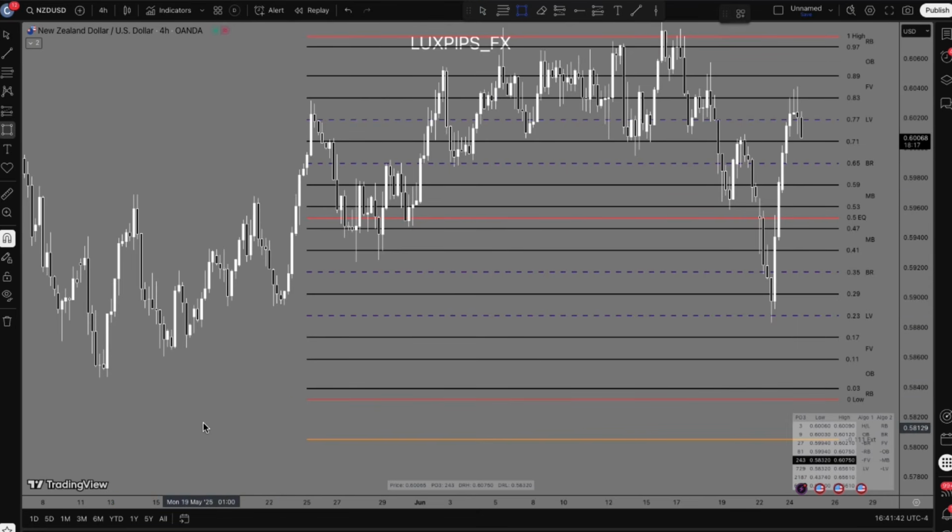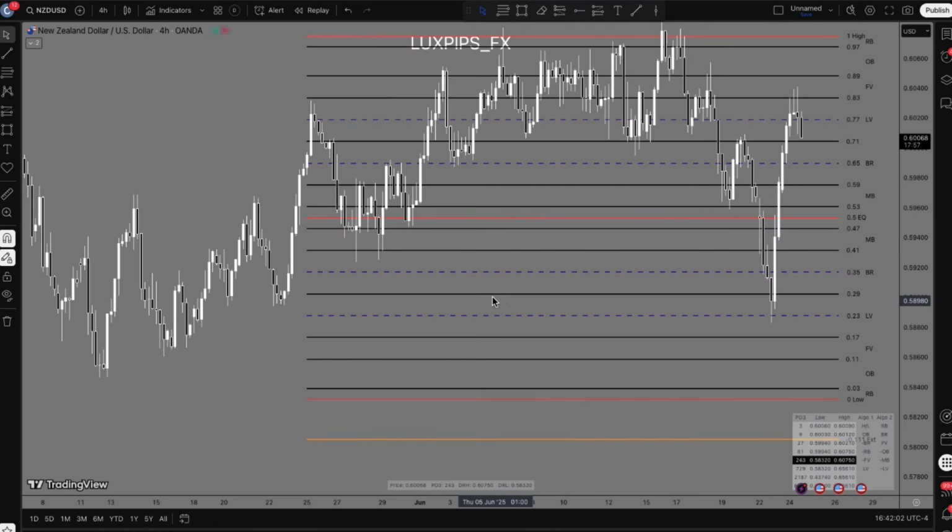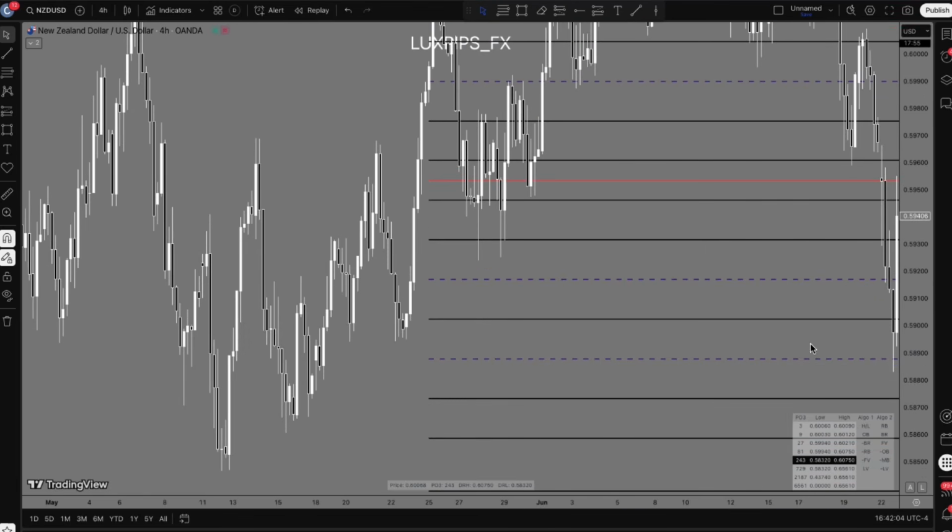In case you forgot already, what we're looking for is a two-candle formation. These two candles are going to have two wicks overlapping. I want to see an FVG below and an FVG above. So let's see what we can find in NZD/USD.